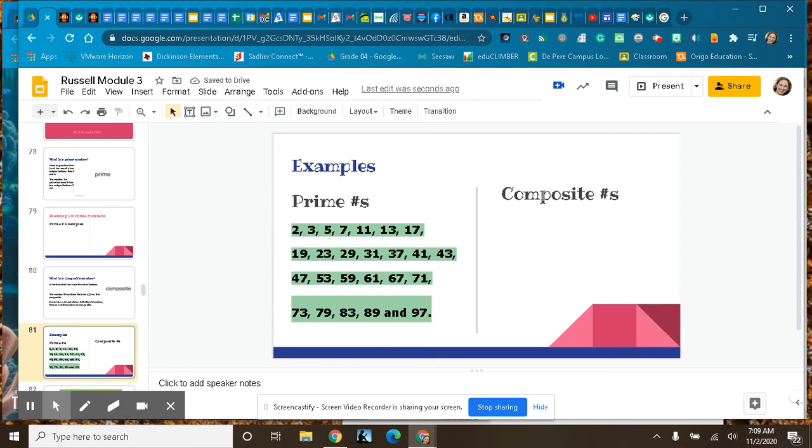So examples of prime numbers are 2, 3, 5, 7, 11. Just like that chart showed on the BrainPop video, these are numbers that only have 1 and itself as factors. Composite numbers are all the other ones, so I didn't list them.